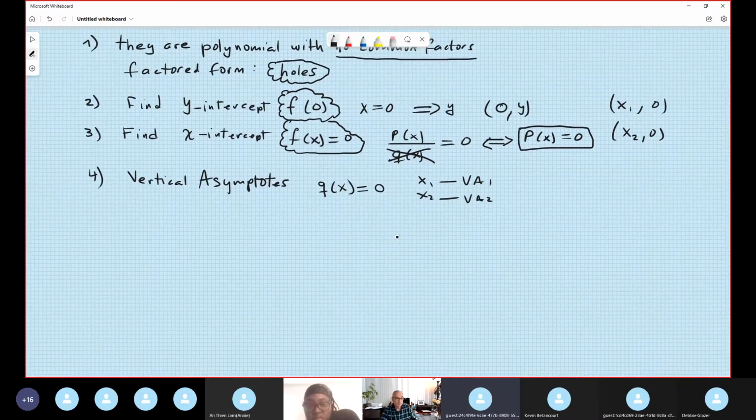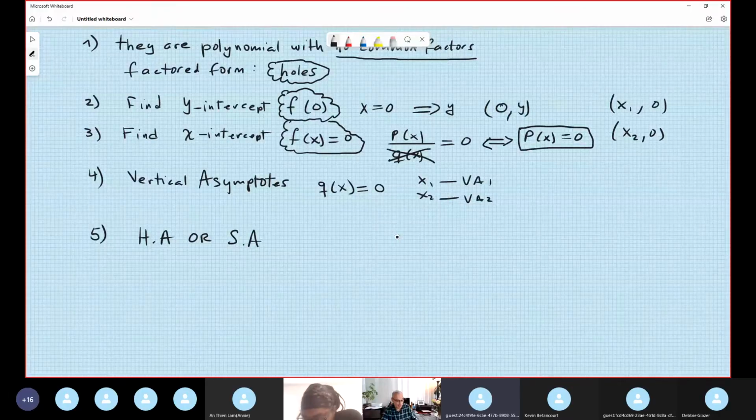Number 5 is the determination of the horizontal asymptote or slant. So we are doing the analysis of the degree. Degree analysis. I don't want to repeat again. I repeat, but in the specific example. Degree analysis.